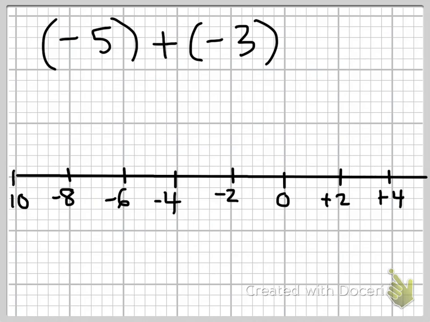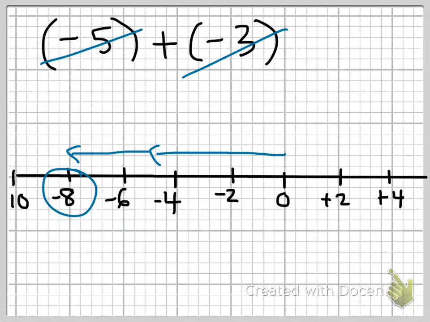Now this one's a little bit different because it's a negative plus another negative. Do you have any guesses what might happen? If we start at the 0, we go down to -5. So we've dealt with that. Now we have to add 3 more negatives. So we are going to, boom. And there we end up at -8. So if you're adding negatives, you're just going to keep going left.